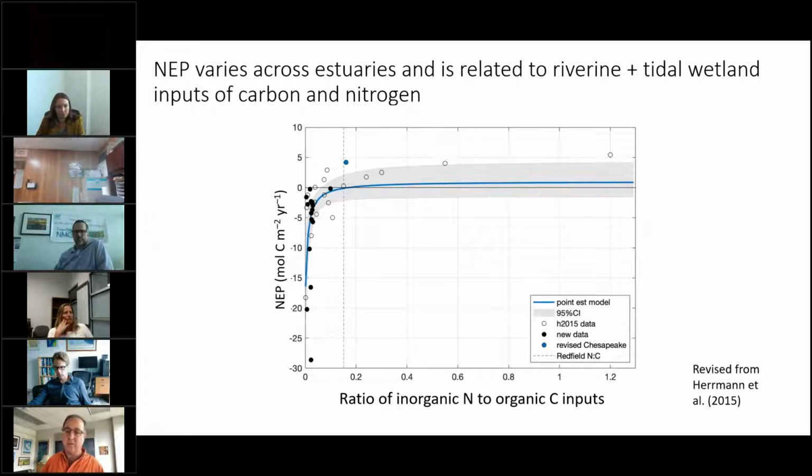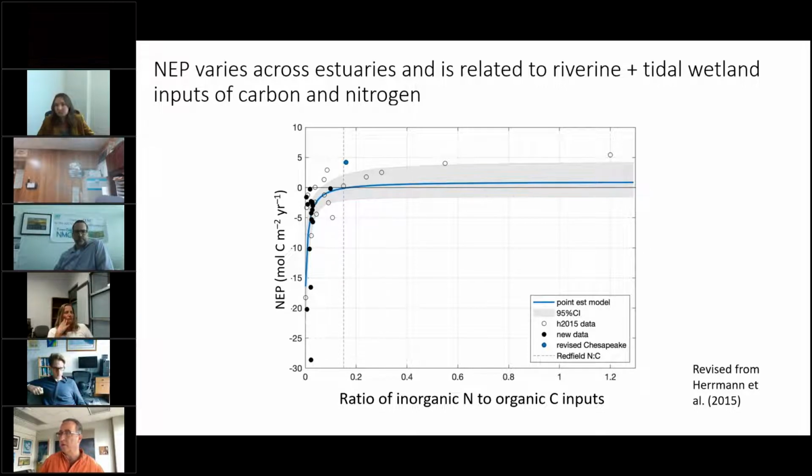So each dot on this graph is a different estuary, and it's showing how the NEP varies based on the kind of material that's coming into the system, mainly from rivers, but also from tidal wetlands. And it turns out, and this was work first pioneered by Mike Kemp, who passed away recently, a great estuarine biogeochemist and ecologist.